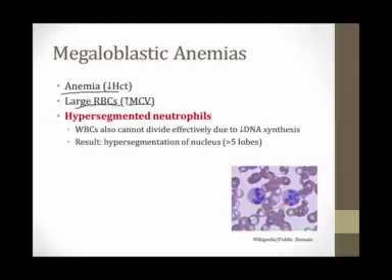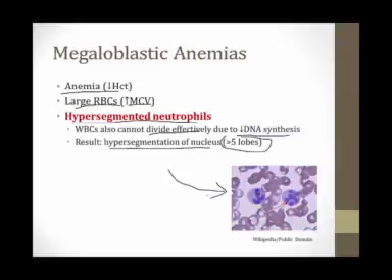But what defines megaloblastic anemias and what differentiates them from other macrocytic anemias is the presence of hypersegmented neutrophils on the peripheral blood smear. The reason these develop is because the white blood cells, including the neutrophils, also cannot divide effectively due to decreased DNA synthesis. As a result, the neutrophils will develop hypersegmentation of the nucleus, and hypersegmentation means that there are greater than 5 lobes. This is a picture of a hypersegmented neutrophil shown on the screen here.